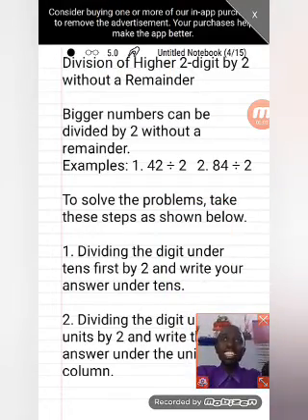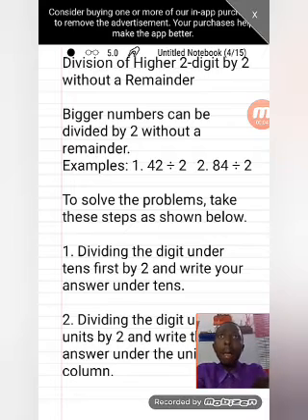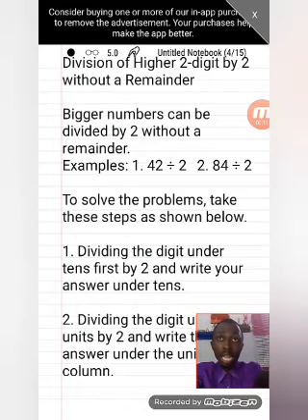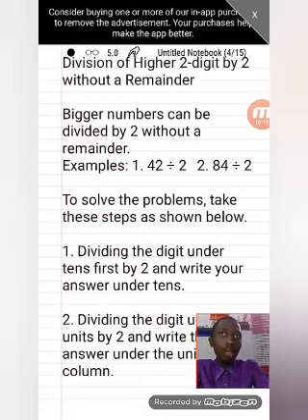Yes, now we are in the lesson proper. Now we are looking at division of higher two-digit numbers by 2 without a remainder. For it to be without a remainder, the higher two-digit number would have to be an even number. So, division of higher two-digit numbers by 2 without a remainder.